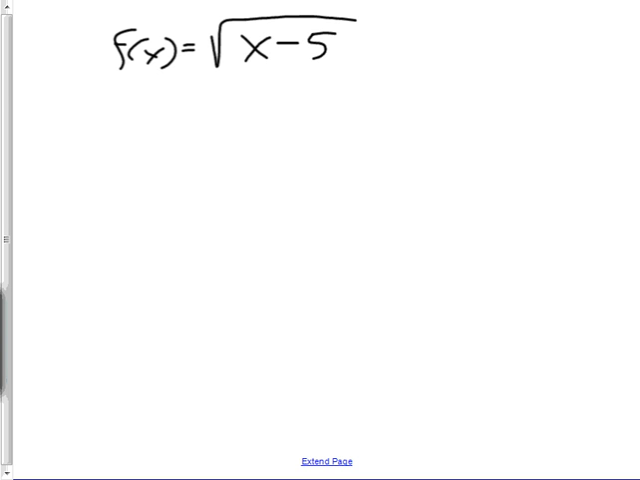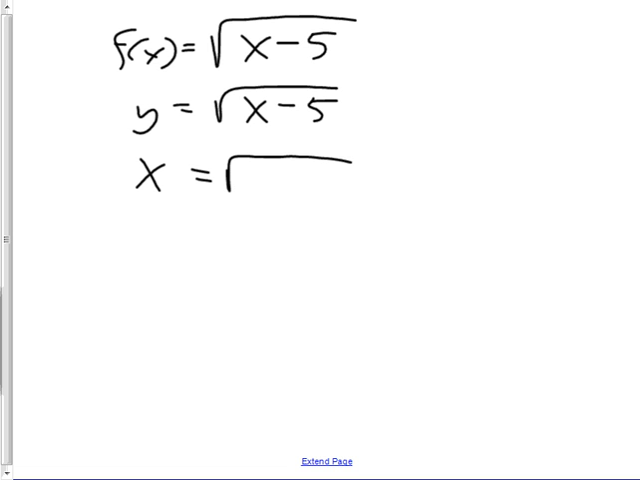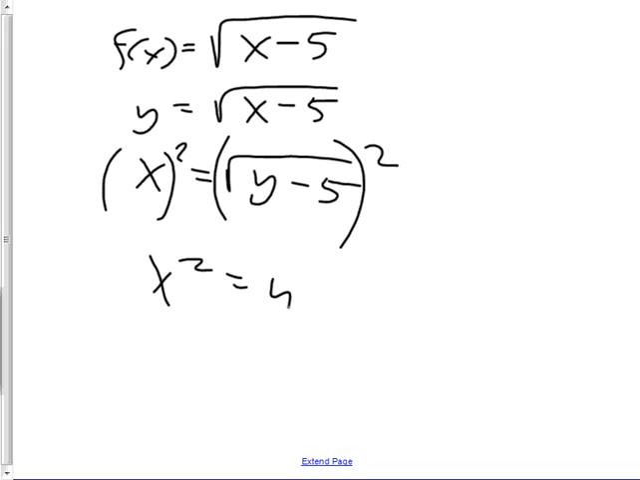Okay, so first step, make this y equals. Second step, you replace x with y and vice versa. You reverse the x and the y. Next step, you solve for y. So I'm squaring both sides. And x squared equals y minus 5. Now I add 5 to both sides, x squared plus 5. Raise your hand if you had that one right. Okay, awesome.